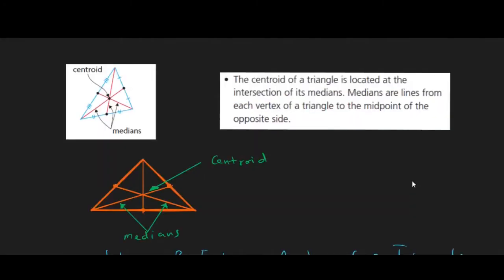Now, how do we find the centroid of a triangle? We would have to intersect all three medians drawn from all three vertices of a triangle. The point of intersection will be the centroid. In our example triangle here, we drew the medians and they all intersected at this point called the centroid.